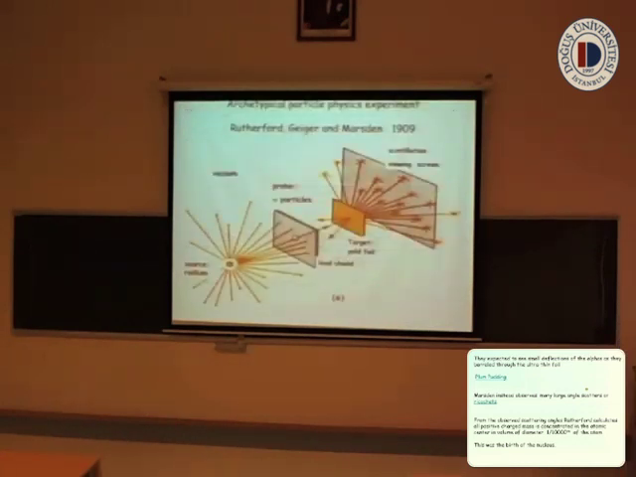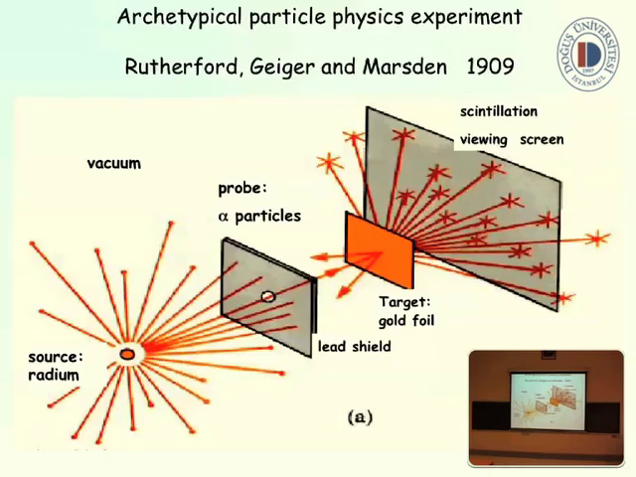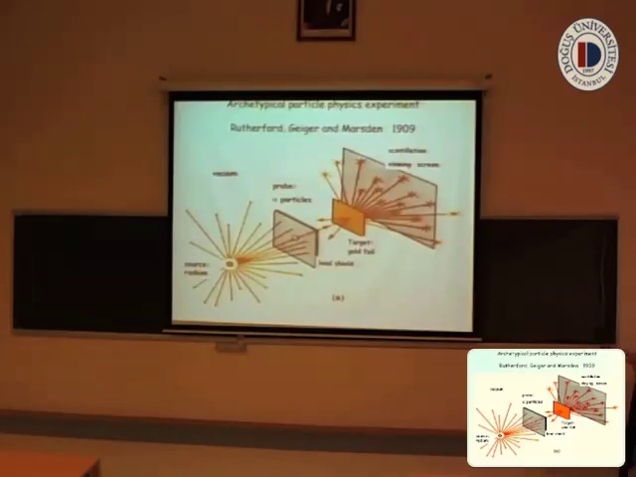And let me show you. This was actually a very simple experiment, but it's important for us because it was the first target experiment. So let's see what we have. We have a source. In this case, it's an isotope, and we have a probe. It's an alpha particle. We have a target, the gold foil, and then we have a detector. It was a scintillation view screen, and we also talk about it.